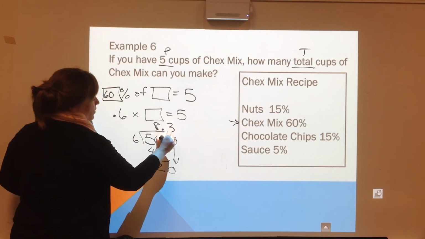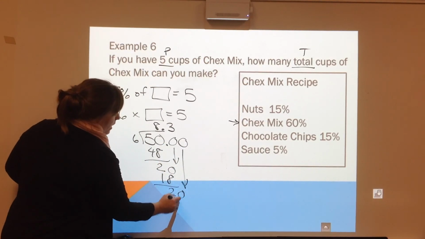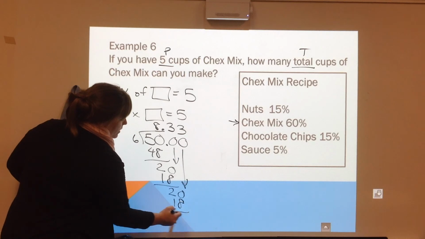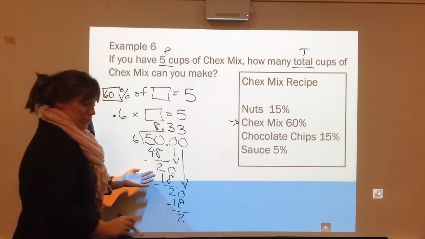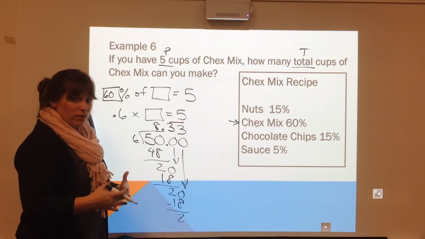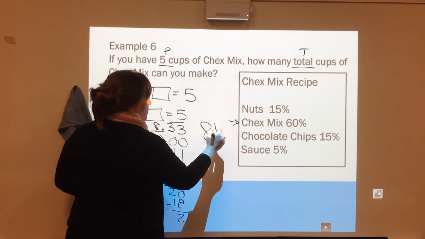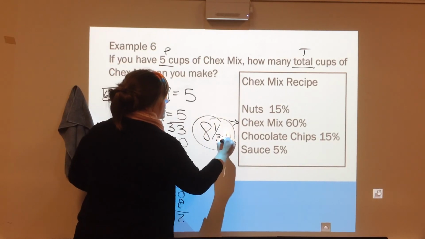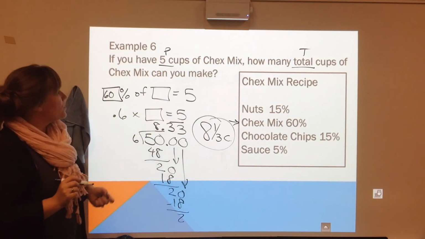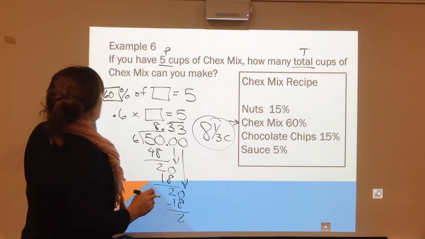That would be 3. I'm going to get an 18. I would annex a 0 again. I would get another 3. I would get an 18 and another 2. Do you see the pattern? That means this 3 is going to repeat all over again, forever and ever. That is the fraction 1/3. So that is how many cups of Chex Mix we would make in entire total. Got 1 more to go.